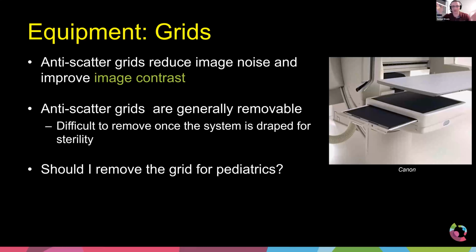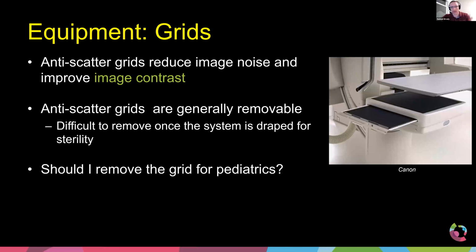Hands down, when you're imaging adults, no, you leave the grid in. Bigger bodies create lots of scatter. Lots of scatter needs to be reduced. You can only reduce so much by collimating. Most of it has to be reduced by using a grid. So no question, if you're an adult imager, you're going to keep that grid in.